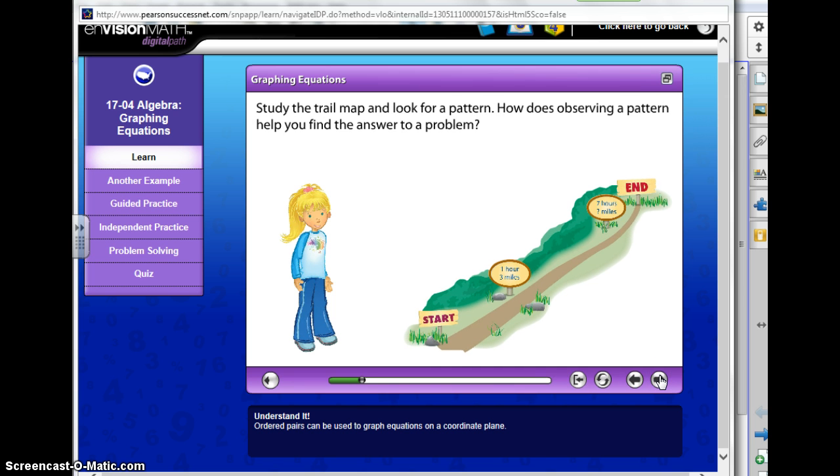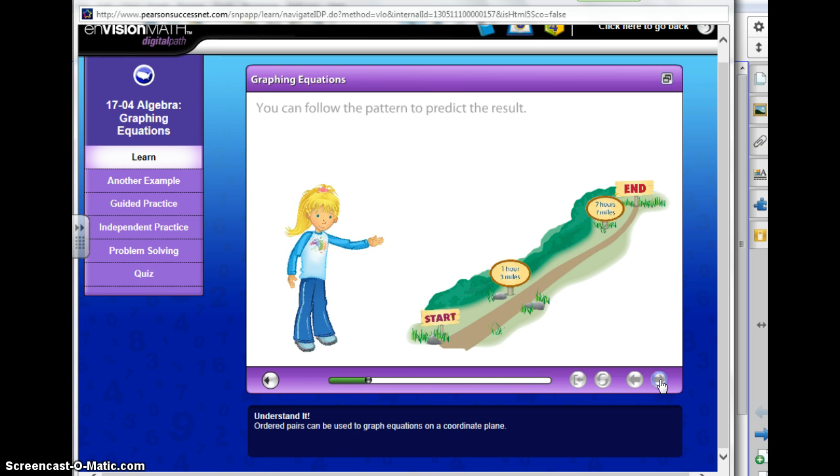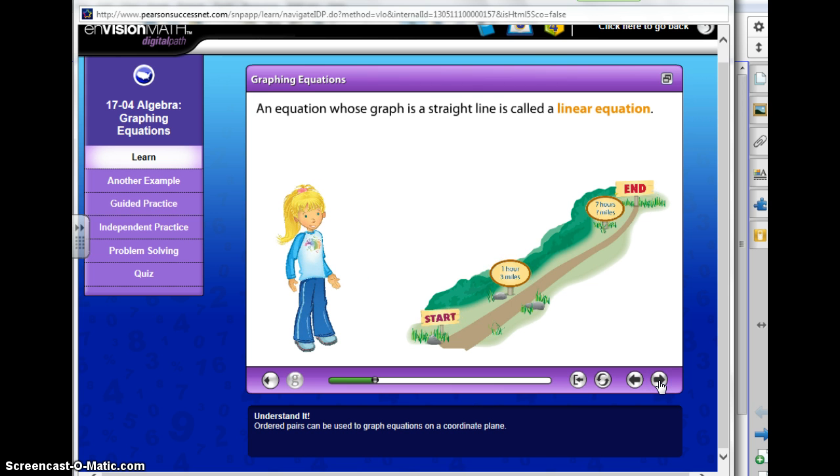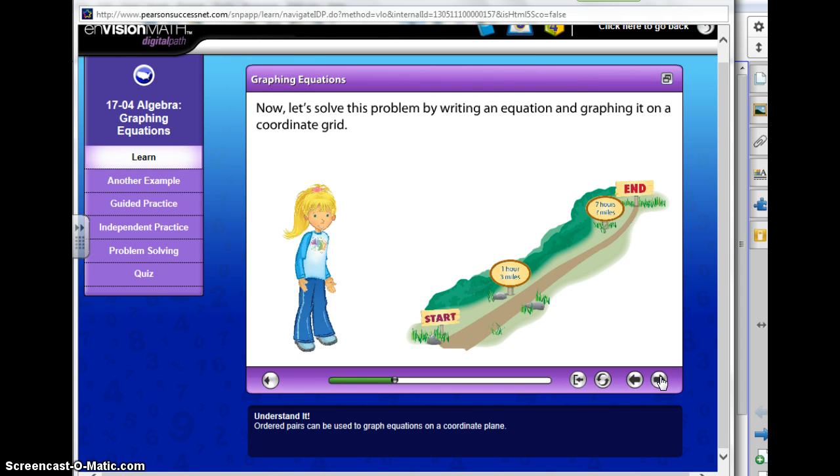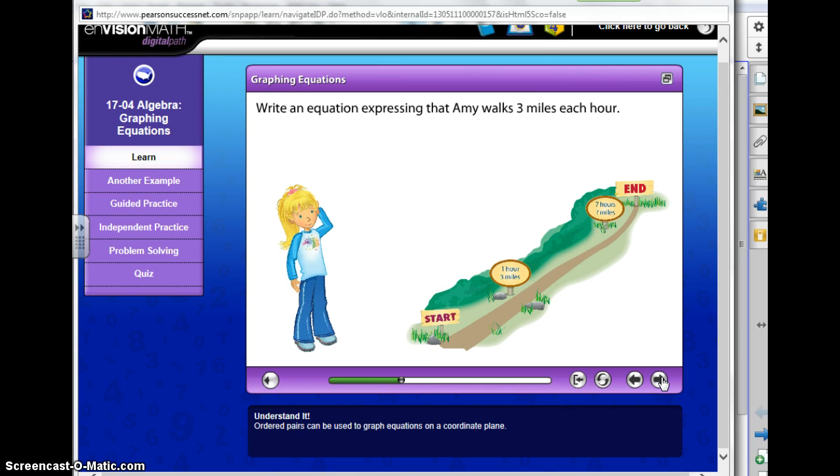Well, if we look at the map, we can also look for a pattern. Observing a pattern helps us to answer the problem because we can predict the results that way. So an equation whose graph is a straight line is called a linear equation. Do you see the word line in there? Yeah, so we definitely need it to be a straight line. Now let's solve this problem. So we're going to write an equation and then we're going to graph it on a grid.